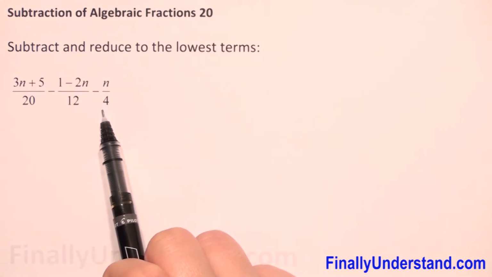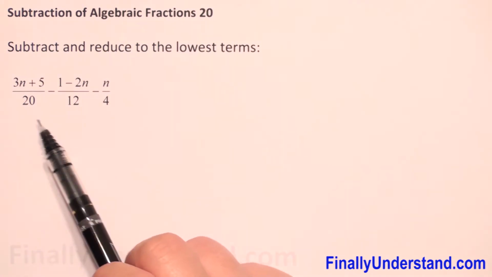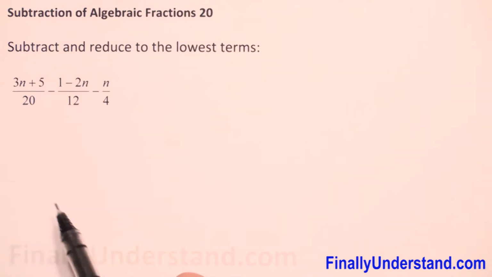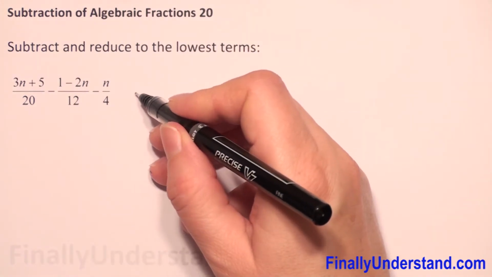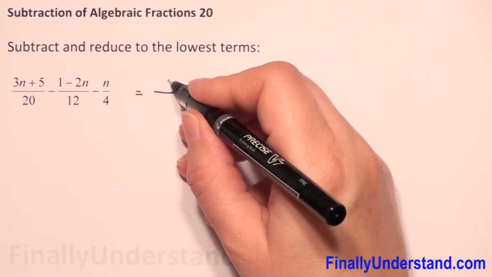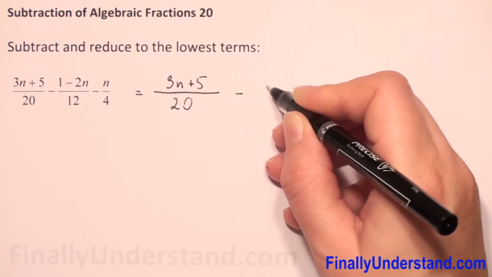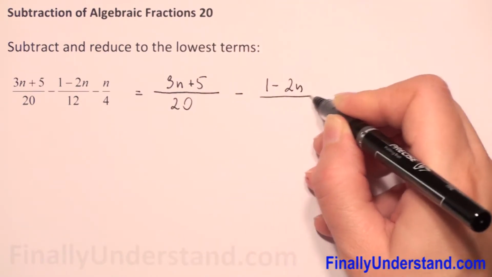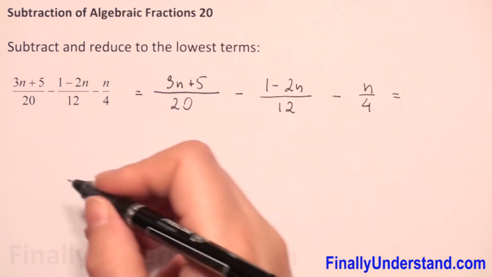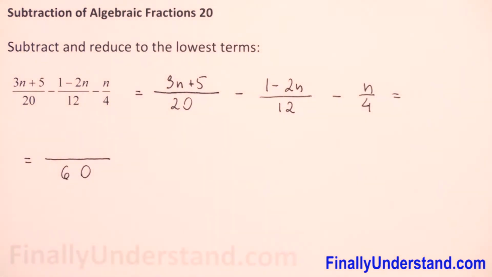So the least common denominator will be 60, because 60 is divisible by 20, 12 and 4, and this is the smallest number. So now let me copy first our 3 algebraic fractions. We have (3n plus 5) over 20 minus (1 minus 2n) over 12 minus n over 4. Like I said, this common denominator will be 60. So let's see what we have here.